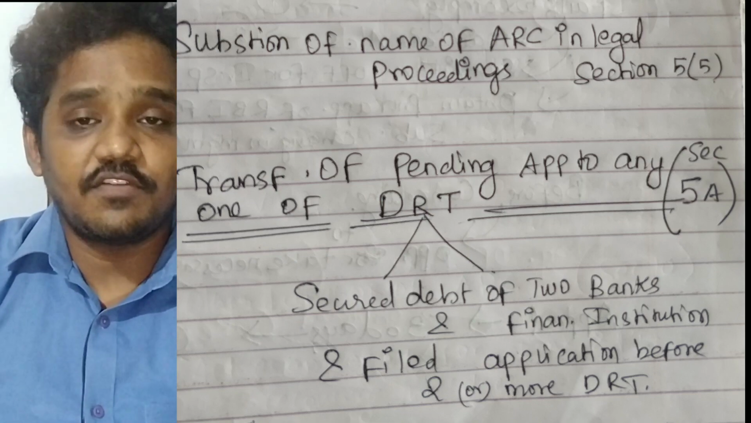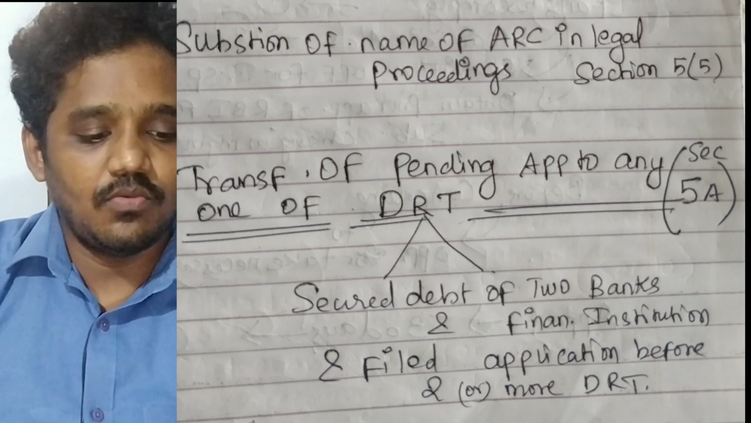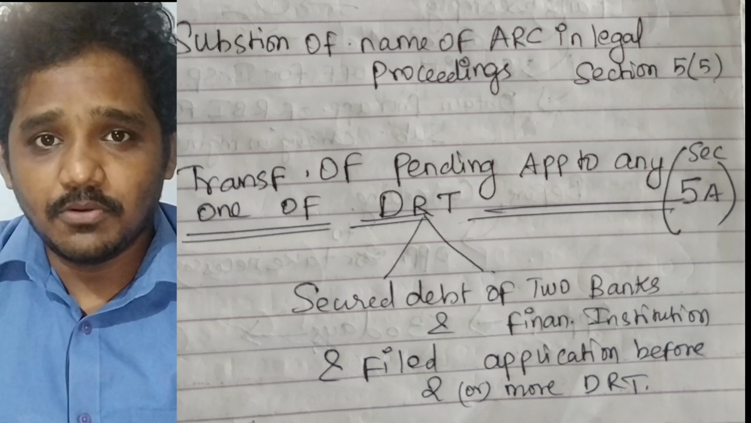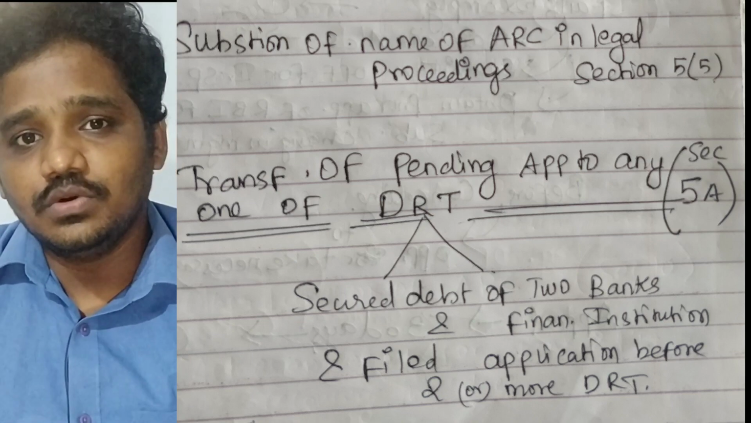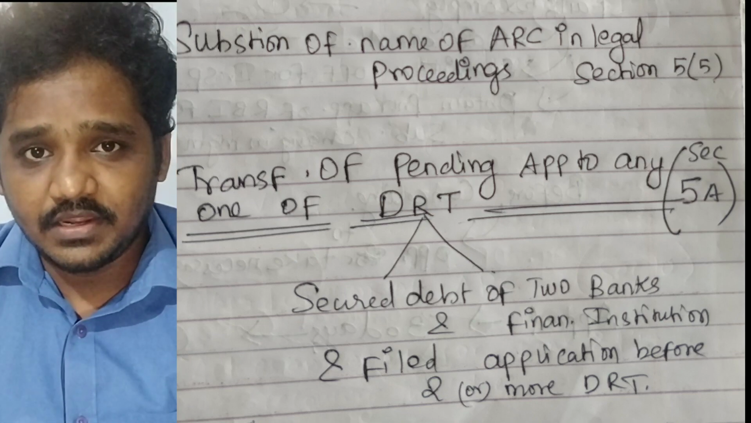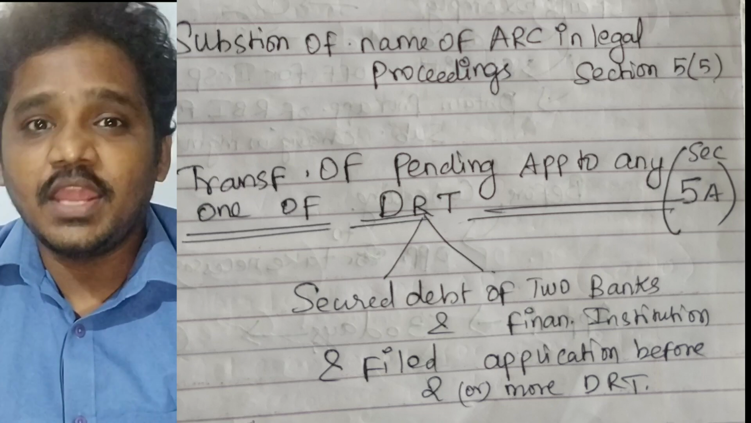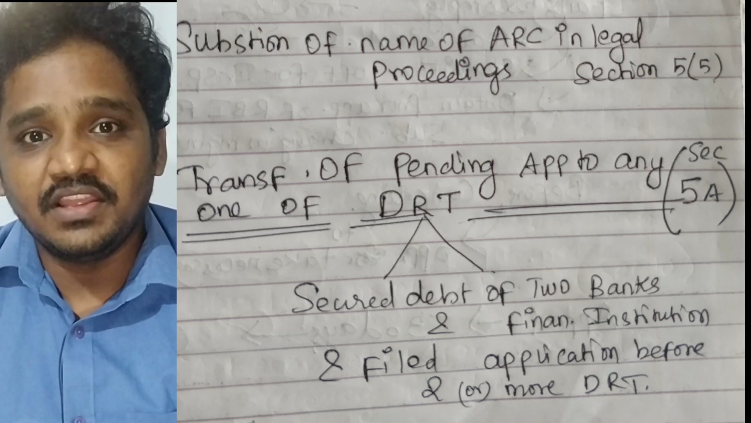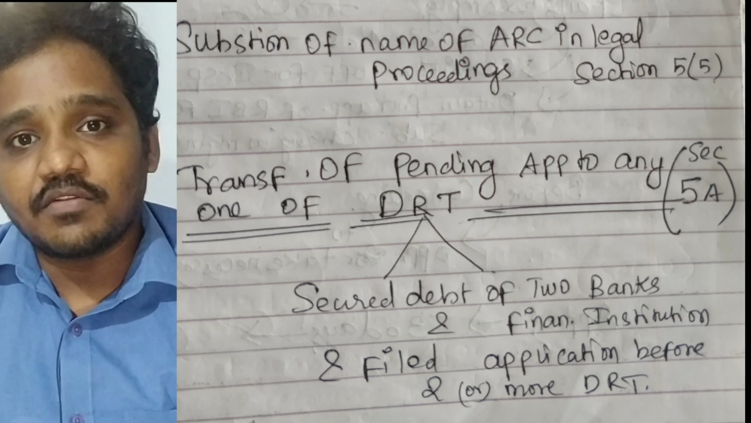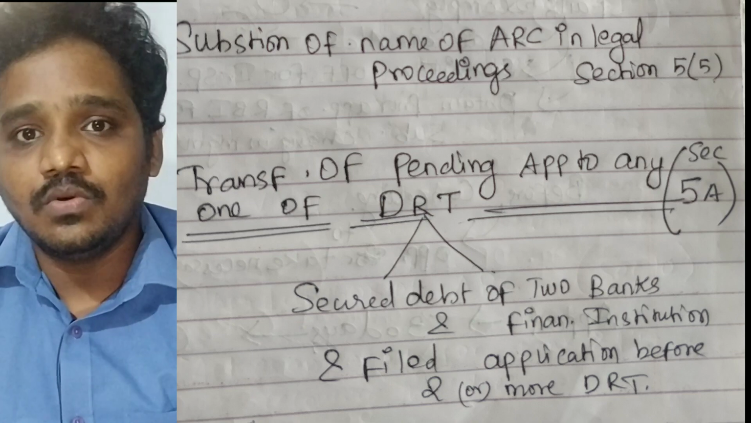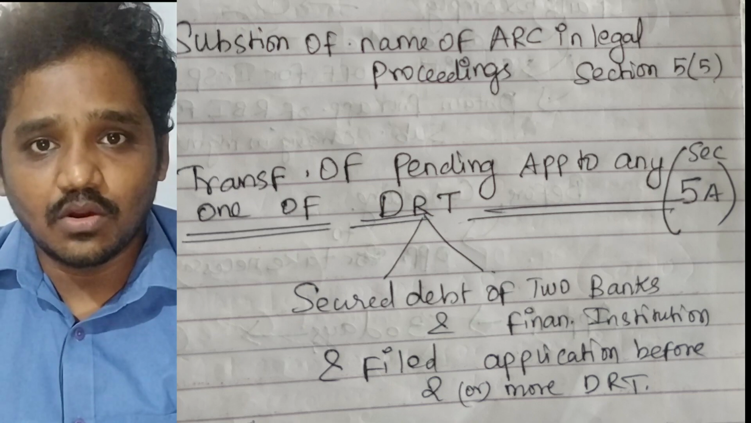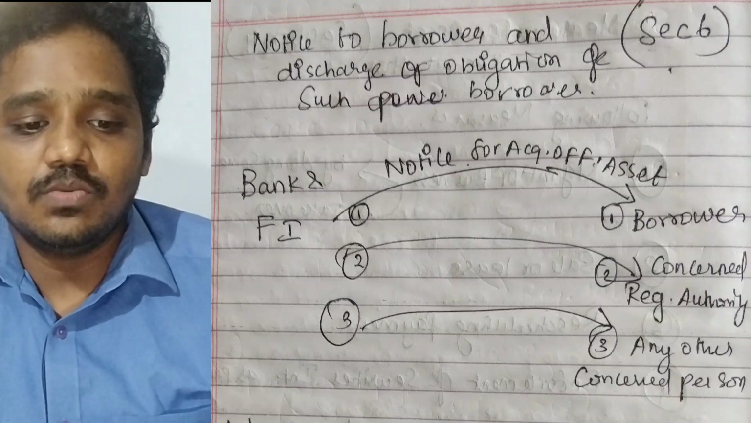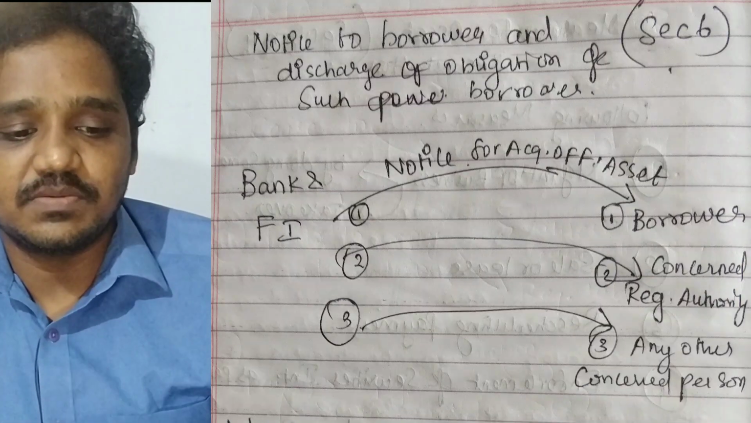Section 5A: transfer of pending cases to any one debt recovery tribunal. Which is nothing but, if 2 cases are pending across 2 debt recovery tribunals, in that case those cases will be moved to any one debt recovery tribunal, so that the tribunal will have a very clear view about the total number of cases relating to this single issue, and they can take a call. That is section 5A.